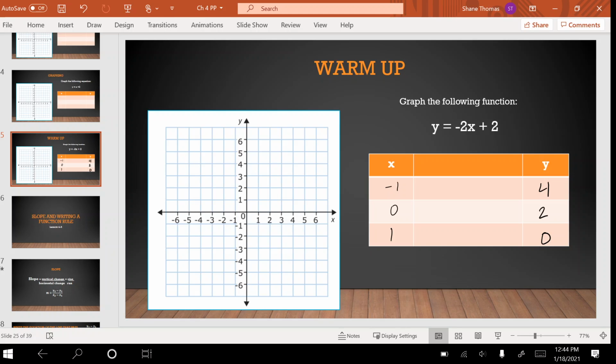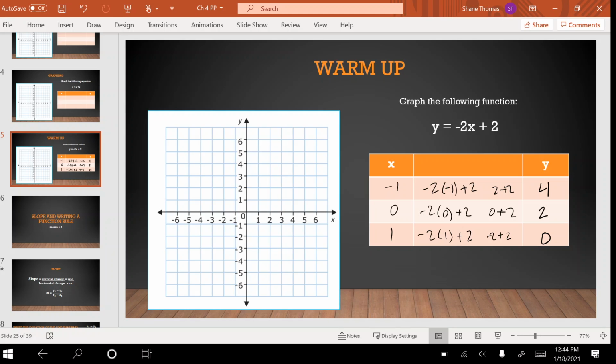Well, let's look at them. So -2 times -1 plus 2. -2 times -1 is a positive 2. 2 plus 2 is 4. Second one, -2 times 0 plus 2. I'm going to have 0 plus 2, which is 2. Correct. Last one, -2 times 1 plus 2 is going to be -2 plus 2, which is 0. That's correct. Now we graph them.